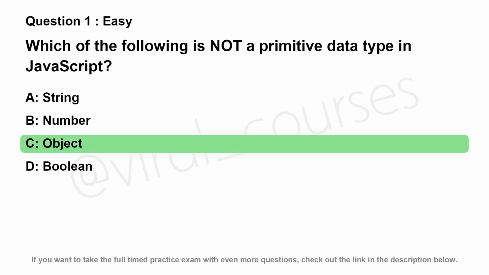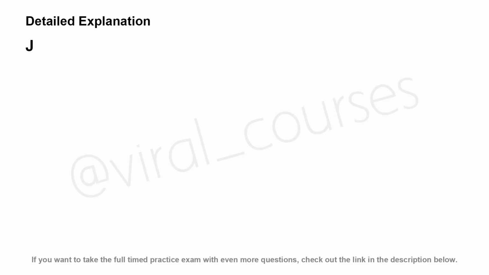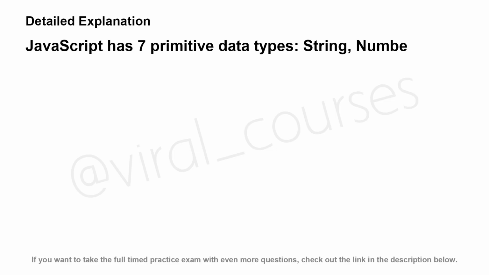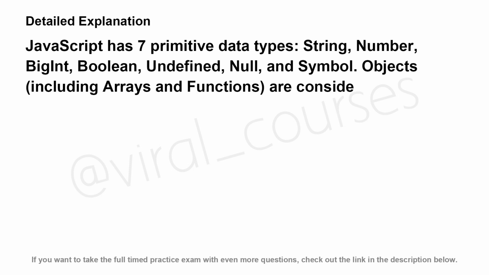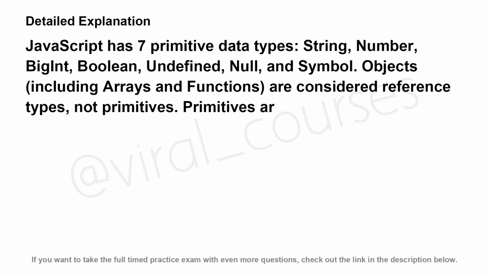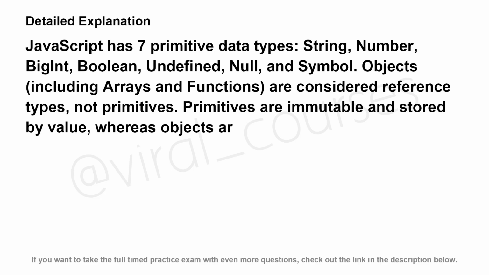The correct answer is C. JavaScript has 7 primitive data types: string, number, BigInt, Boolean, undefined, null, and symbol. Objects, including arrays and functions, are considered reference types, not primitives. Primitives are immutable and stored by value, whereas objects are stored by reference.